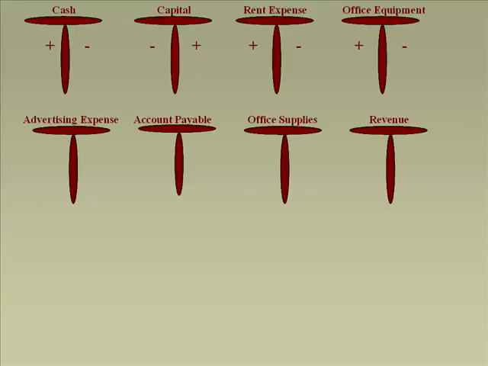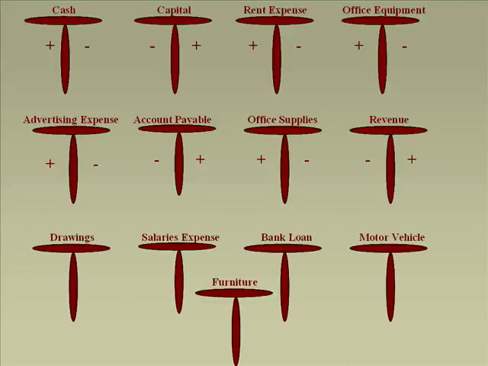Here come the next set. Advertising expense, accounts payable, office supplies, revenue. Here come the signs. Did you get it? Good. Here come the next set, and here are the signs.